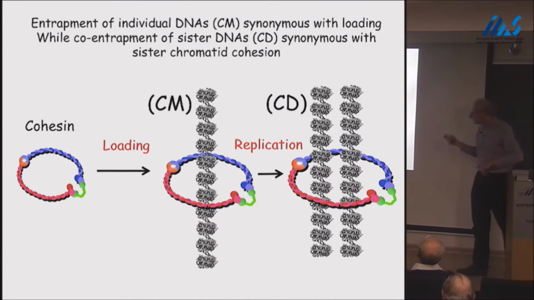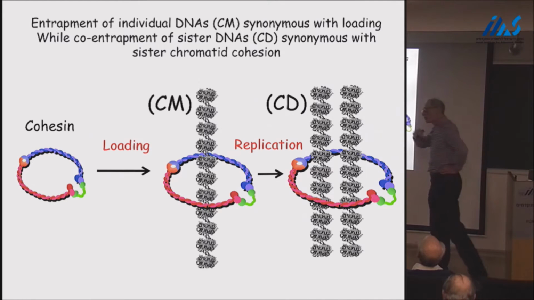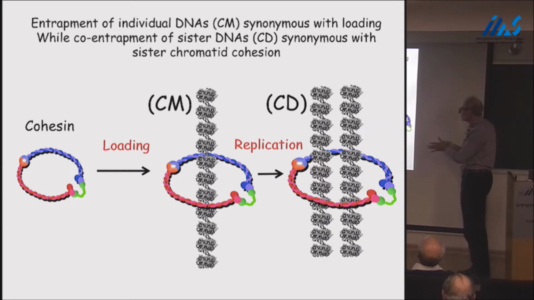Okay, so that and a whole series of other experiments looking at various different mutants that can or can't bind to chromosomes, that can or can't build cohesion, we have so far found a perfect correlation between whether or not cohesin can load onto chromosomes and whether or not you form CM in this assay, and a perfect correlation with whether or not you can form cohesion and whether or not you form CD in this assay.